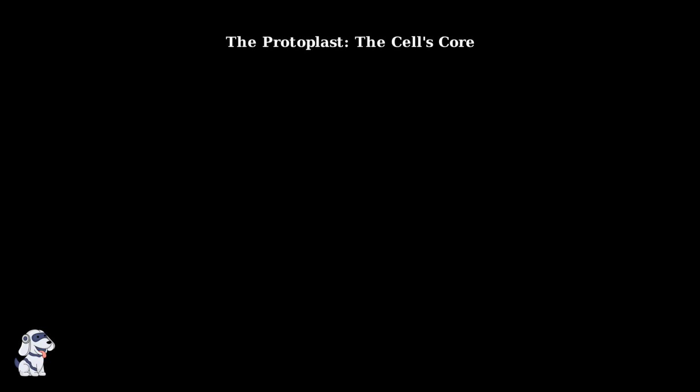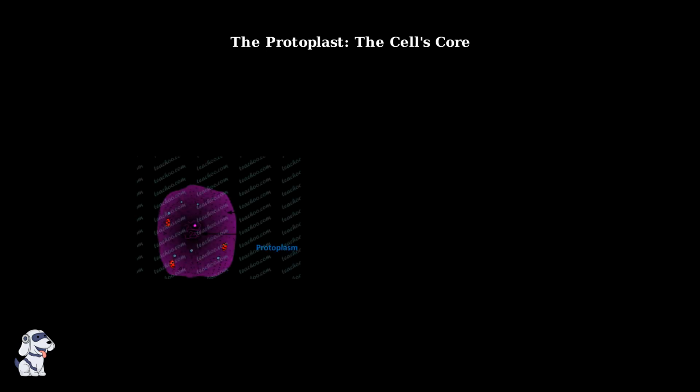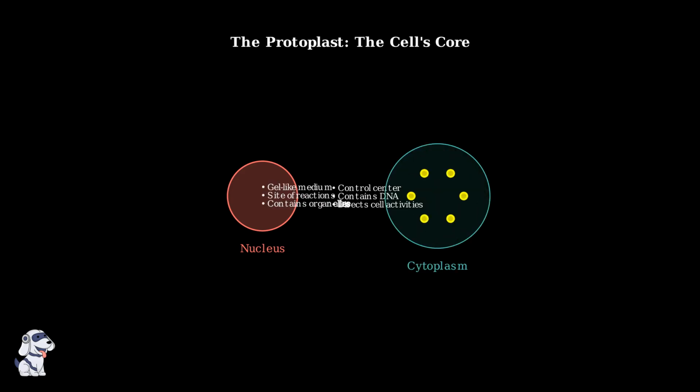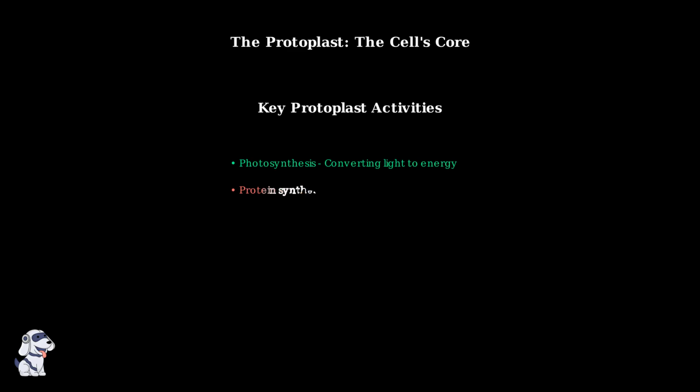The protoplast represents the living heart of the algal cell. This is where all the cellular magic happens, from energy production to genetic control. Inside the plasma membrane, we find the protoplast, essentially everything that makes the cell alive. Think of it as the cell's core operating system. The protoplast contains two main components: the nucleus, which acts as the cell's control center, and the cytoplasm, the gel-like medium where cellular reactions take place. The protoplast is where all the action happens.